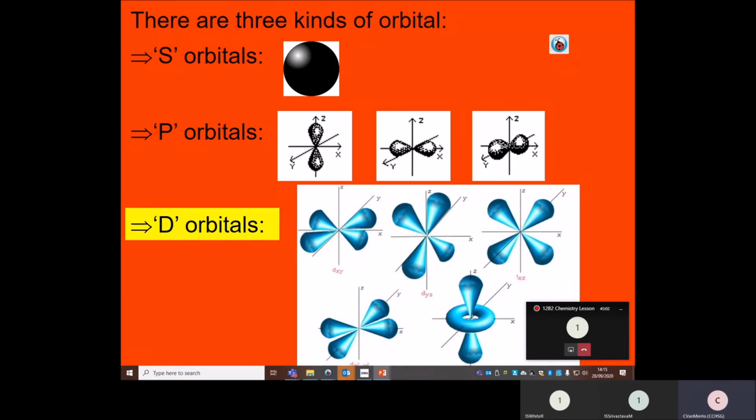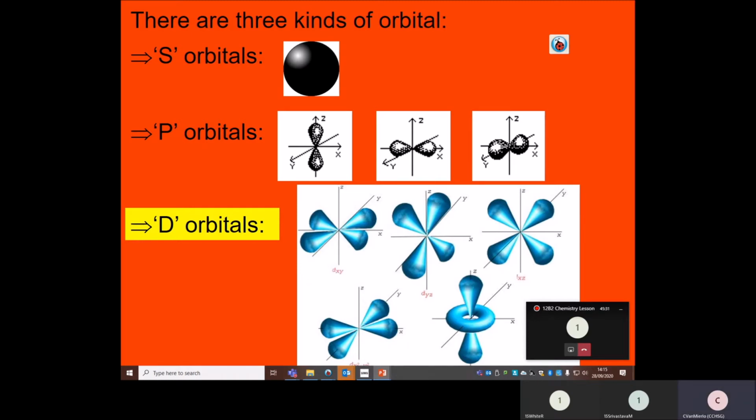Then we have d orbitals. You'll be pleased to know you never need to draw these. Okay, so d orbitals are like double dumbbells, and the first 3 go between the lobes of the axis. So these ones are dxy, dxz, and dyz. And then we have one that goes along 2 of the axes and one that's got a donut in. So it's like a p orbital with a donut.